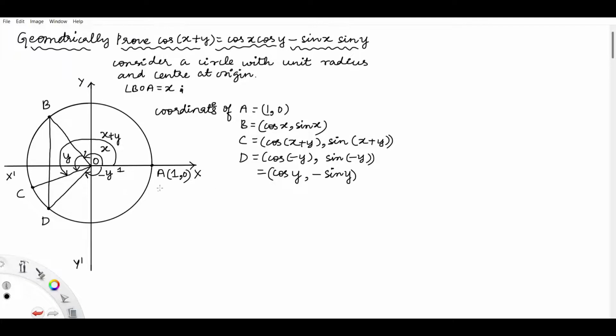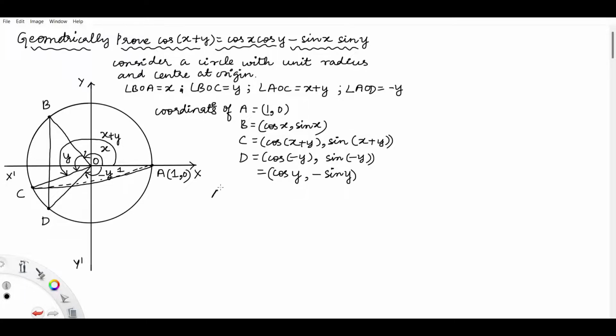Here, let me do another construction. I am going to join A and C. You can draw a straight line also like this, A and C. Okay. Now, we know the coordinates of all A, B, C, D. You just mention angle BOA is X, angle BOC is Y, and angle AOC totally is going to be X plus Y. And angle AOD, that is this angle, is minus y.